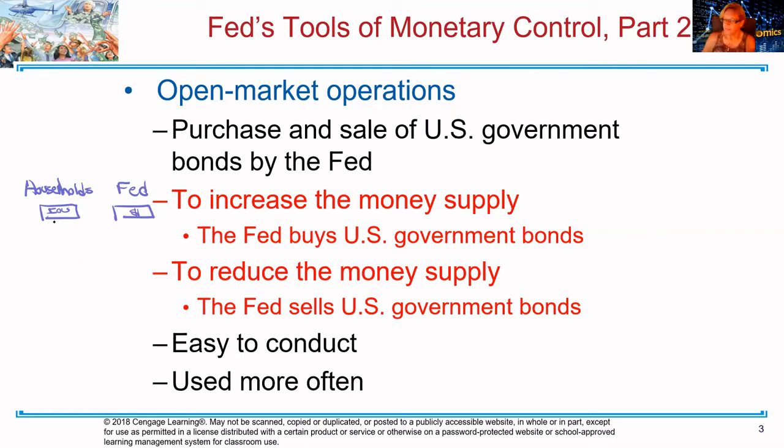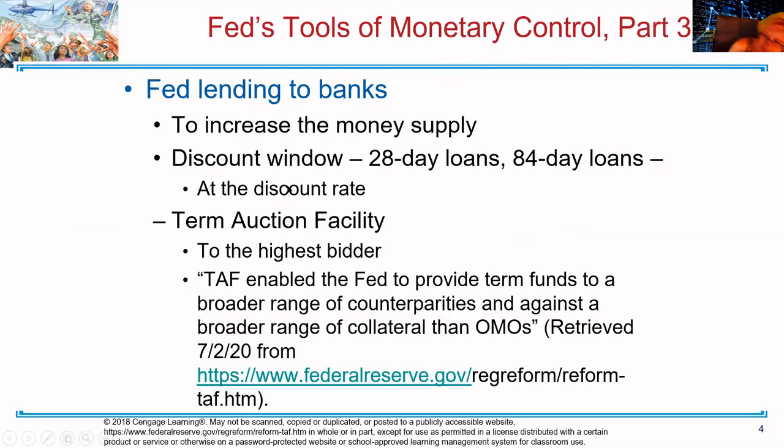Okay, so the Fed does an auction facility, and they say, hey, we have these bonds for sale. Do you want to buy them? And some households will say, sure, I need the cash now. So they will sell their IOUs to the Fed. The Fed will in turn provide money. And so that's why it will increase the money supply. This is the most used tool out of the three.